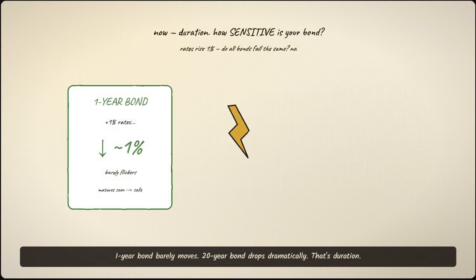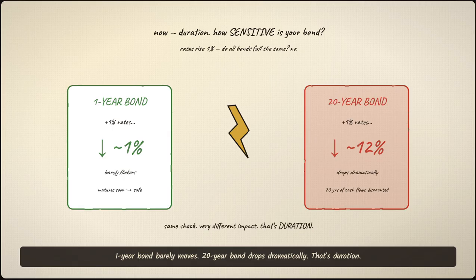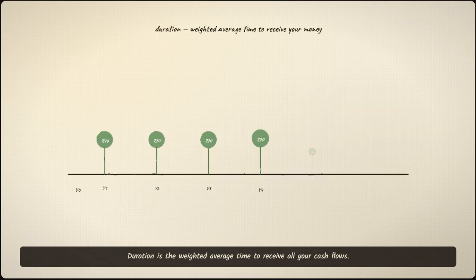Now, duration. We have covered how price and yield move in opposite directions. But here's the next logical question: by how much? If interest rates rise by 1%, does every bond fall by the same amount? No. A bond maturing in 1 year barely moves. A bond maturing in 20 years can drop dramatically. The measure that captures this sensitivity is called duration.